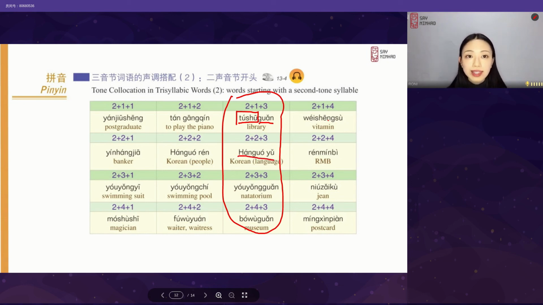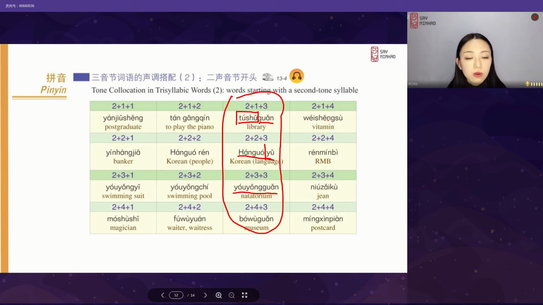Next one is 韩国语. For this, we can easily separate it into two parts. First part is 韩国, which means Korea. And 语 means language. So this actually means Korean, but the language. Okay, 韩国语, we will separate into 韩国 and 语.